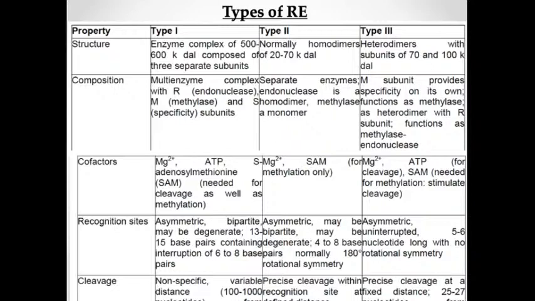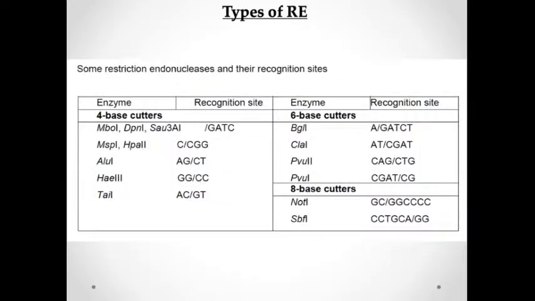So this is a summary of what we have studied so far in a nice table: the structure, how the structure looks, the composition, what the differences in composition are, and what cofactors are required. In most of them you need magnesium, SAM, and ATP. In the second type, ATP is not required. Then recognition sites, where they attach, and cleavage sites, what the cleavage sites look like. Some examples of where they cut: MboI, DpnI, Sau3AI, 3 base cutters, 8 base cutters, 4 base cutters. So you can use any of your enzymes as per your needs. We also did this before in previous presentations.